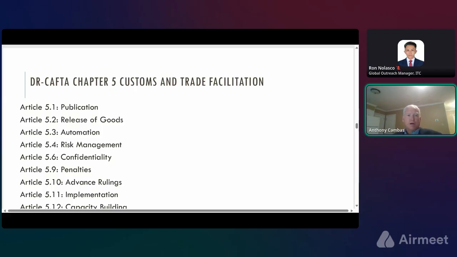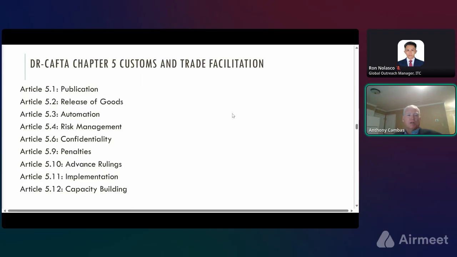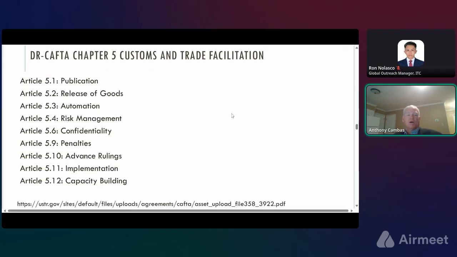So, Chapter 5 of the DR-CAFTA agreement, which I mentioned. I chose different articles that I think are consistent with trade facilitation. Article 5.1, the publication. Whatever country you're in, you'll find that free trade agreements and international agreements these days have a lot of trade facilitation elements built into them. So all these, in my view, are issues that are tied into trade facilitation.